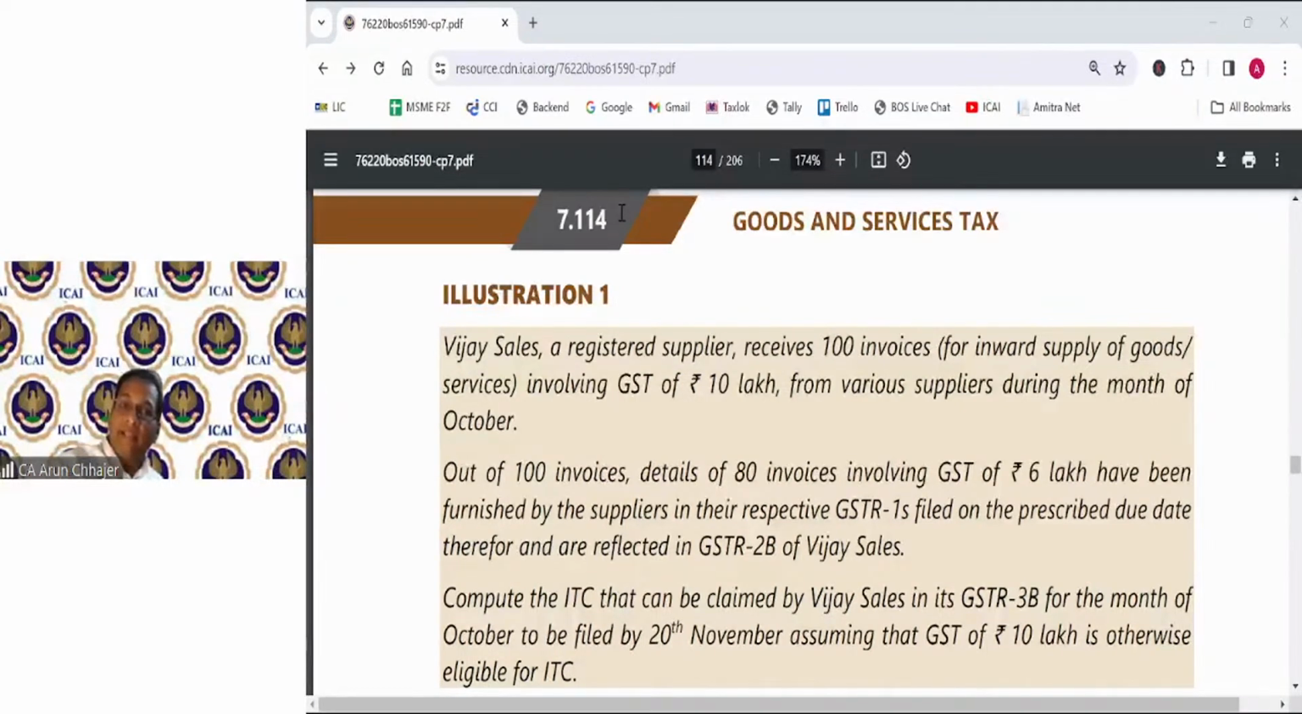Read this question and tell me how much is eligible, how much ITC he is eligible to take, and by which provision he is eligible only to some extent, not completely. That is my question. Illustration is in front of you. Kindly do not see the answer. Try to read the question and give the answer.